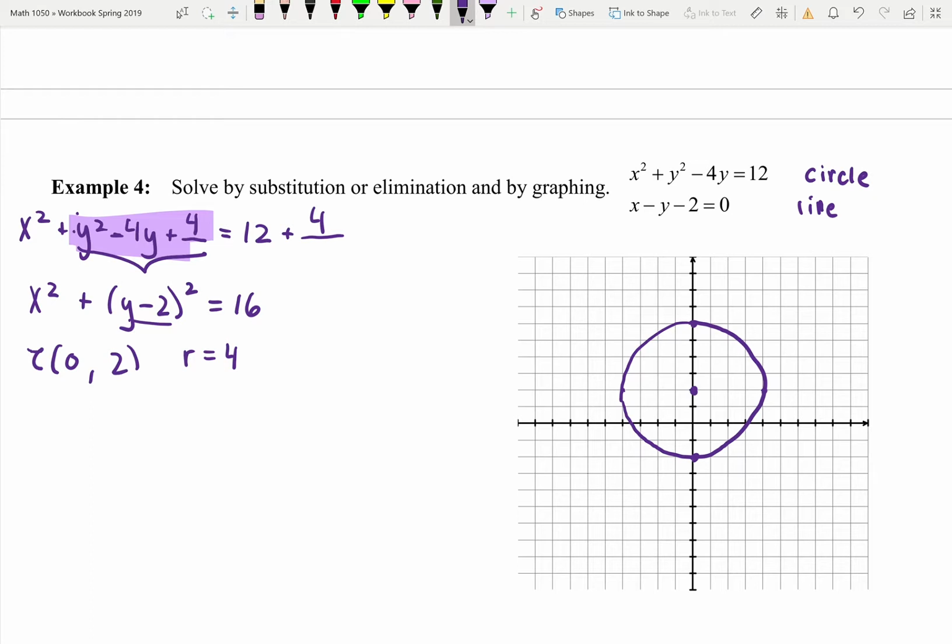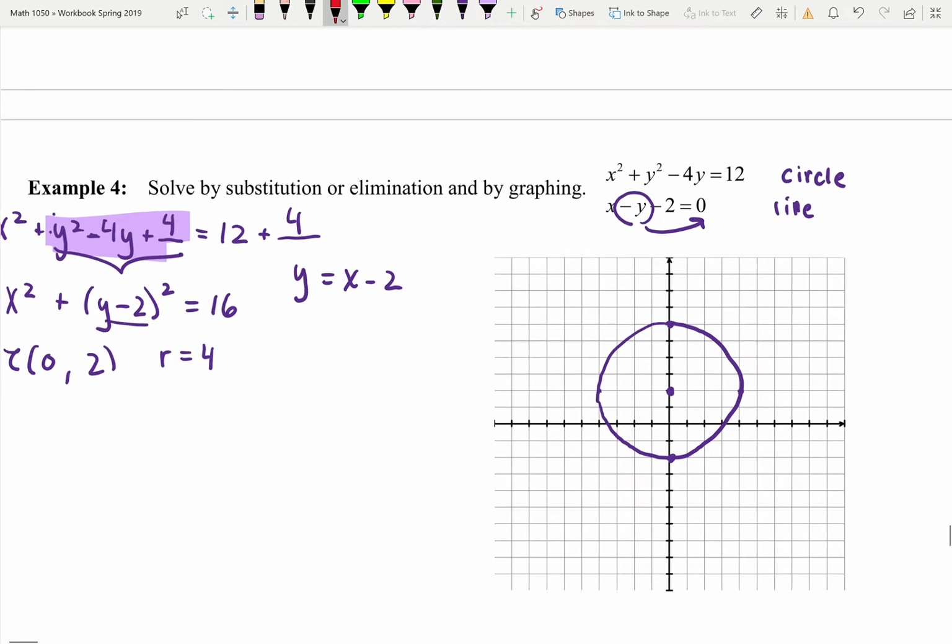Okay? Now let's solve the line. So take this negative y, pull it over to the right, and you get y equals x minus 2. I'm ready to graph it. So that's a y-intercept of negative 2. Then you go up one, right one, up one, right one, up one, right one, up one, right one. Draw in your line, and there it is.